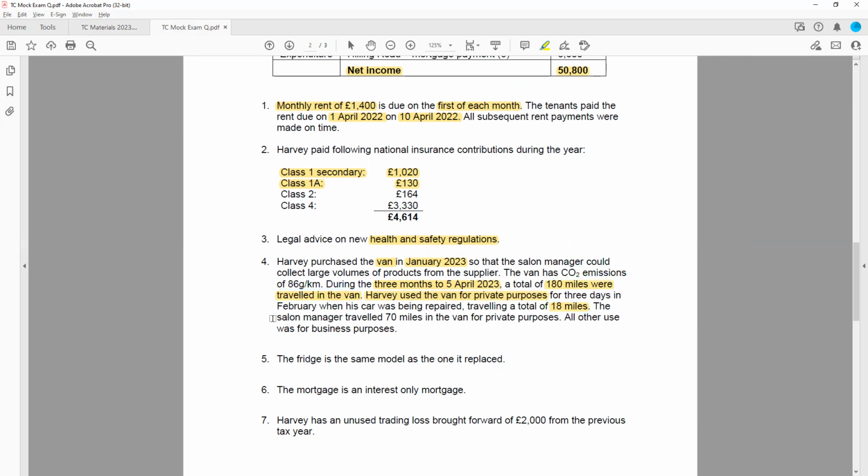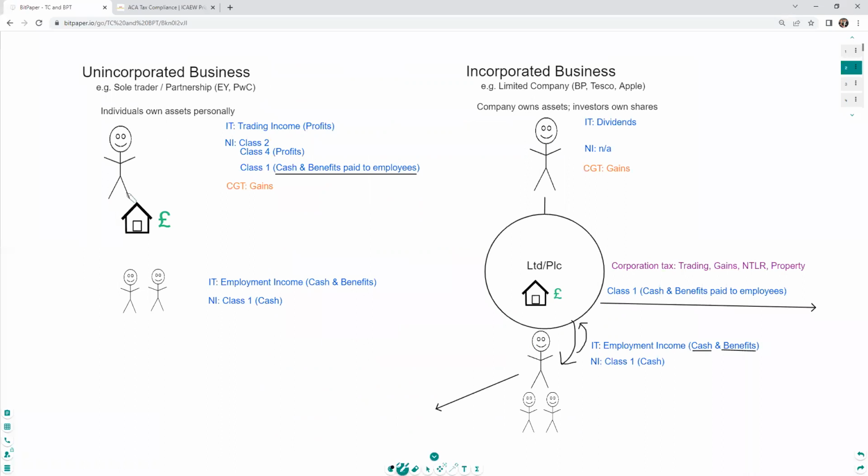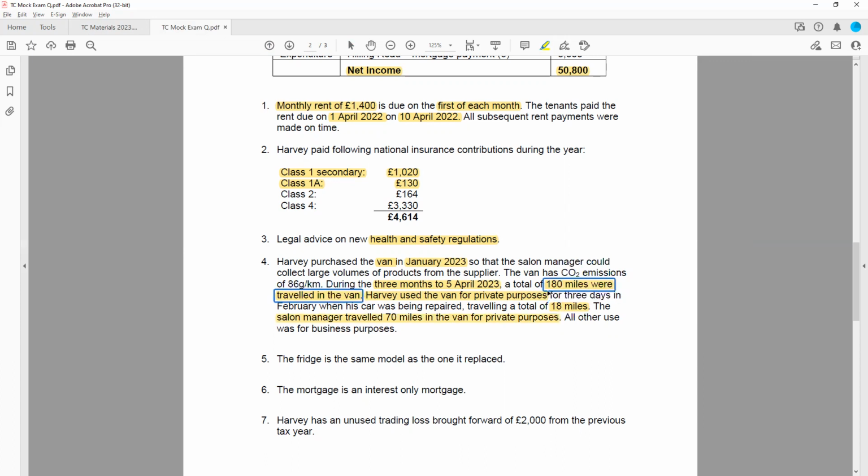Now, we're told the salon manager traveled 70 miles in the van for private purposes. All other use was for business purposes. So it's very important here you focus on what private use has there been. So it's Harvey that owns the van, and he's used it 10% for private purposes. So now there's the other 90%. So the other 90% has all been for business purposes.